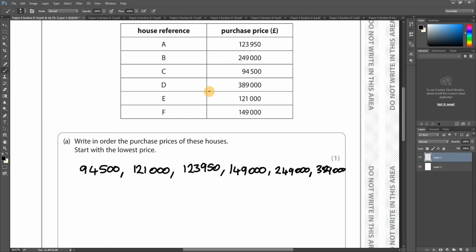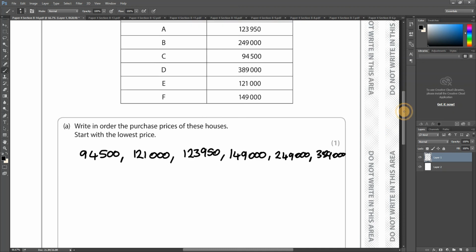So we should have 1, 2, 3, 4, 5, 6. Yeah, that's all of them, just to make sure you don't miss any. 1 mark just for doing that.